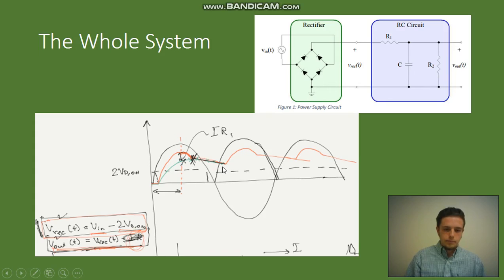And this whole system, both the rectifier and the RC circuit combined, give us what we want at our DC output.